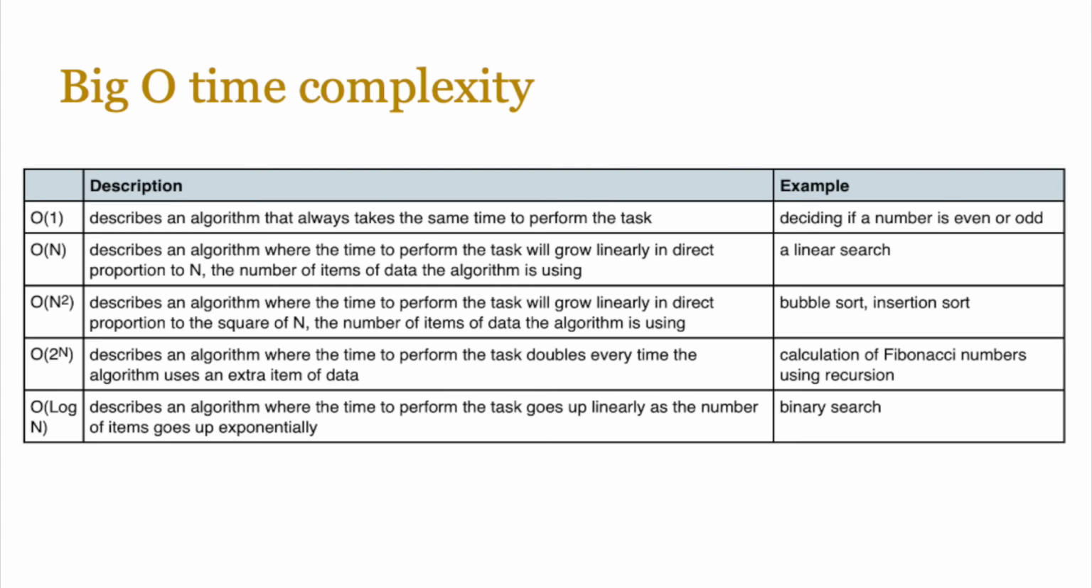Big O of n normally describes an algorithm where the time to perform the task will grow linearly in direct proportion to the number of elements, and a linear search is a great example of this. Big O of n squared describes an algorithm where the time to perform the task will grow in direct proportion to the square of n, and a bubble sort and insertion sort are good examples of that.